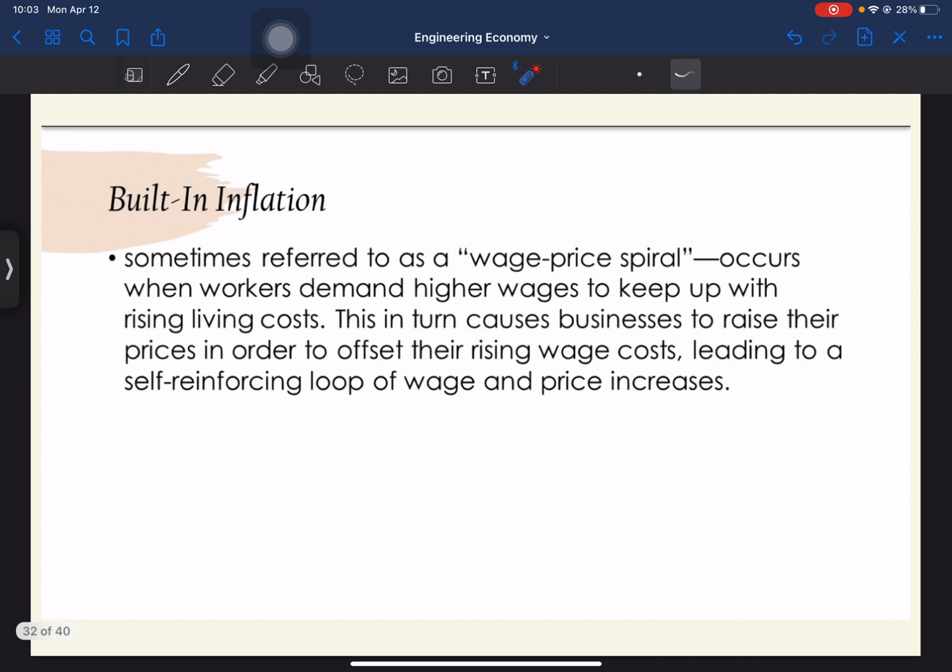And lastly, built-in inflation, it is sometimes referred to as wage price spiral. Of course, when workers demand higher wages to keep up with rising living costs. This in turn causes business to raise their prices in order to offset their rising wage cost, leading to a self-reinforcing loop where wage and price both increase. Sabi ng mga trabahador, taas sweldo. Of course, the employers, mawawalan sila ng profit margin or liliit ang profit margin. So, syempre, ang gagawin nila, magtataas din sila ng prices ng products nila.